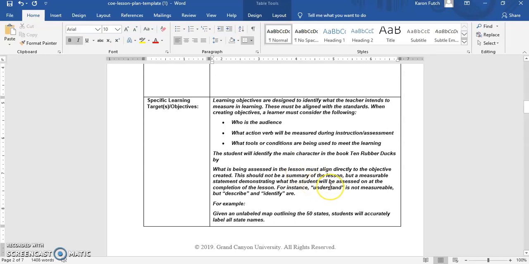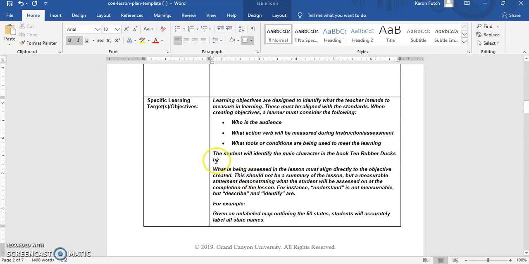Words like understand, there's no way to assess that. There's no way to measure that specifically. You can describe it, you can identify it, you can recite it, you can demonstrate it, you can illustrate it. Just think about using those action verbs that will allow you to assess.